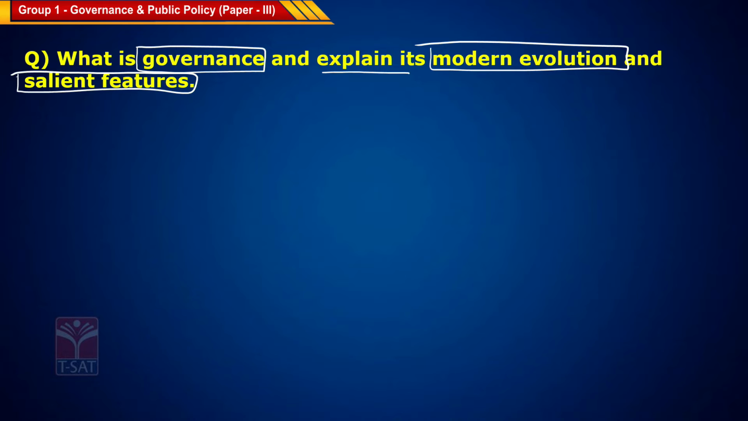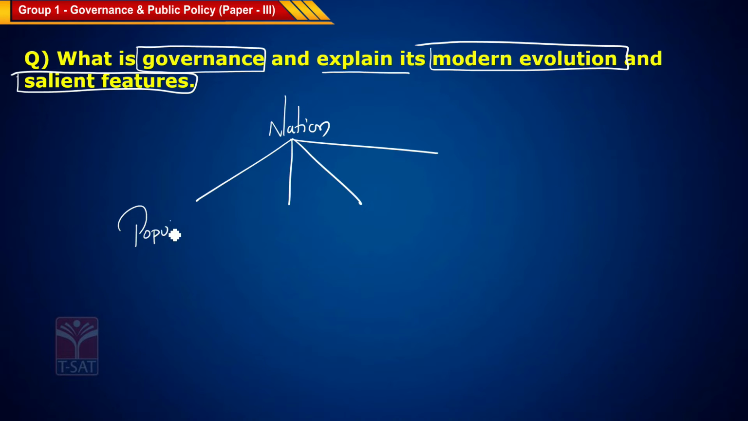Let me start with explaining this. A nation consists of 4 particular components. What are they, sir? That is your population, that is people. The second one is society, where people are a part. Then the state or government. And what will the government do? Governance.